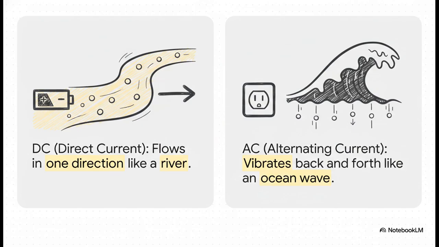Let's make this easy. Think of DC power like a river. It flows nice and steady, always in one direction, from a positive point to a negative point. This is the kind of power you get from batteries. It's what your phone, your laptop, and most electronics actually use.